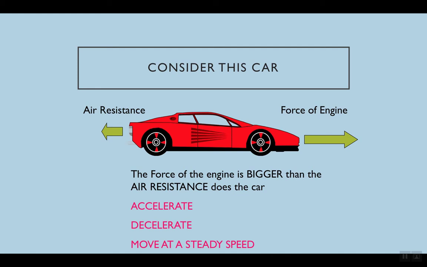So if you consider this car, we've got force from the engine towards the right, bigger than the force of the air resistance towards the left. So the force is bigger than the air resistance. What's it going to be doing? Have a little think. Yes, the resultant is going to be making that car accelerate. This is one of the things that can happen when we've got a resultant force on an object. It can cause that object to accelerate.